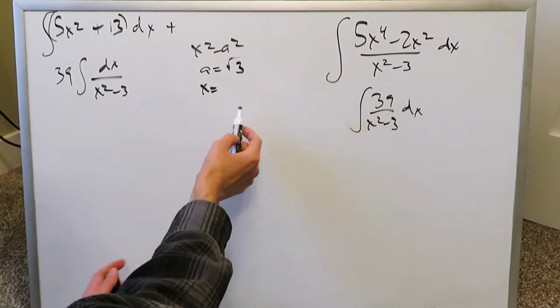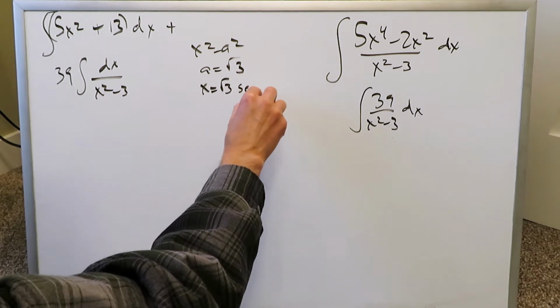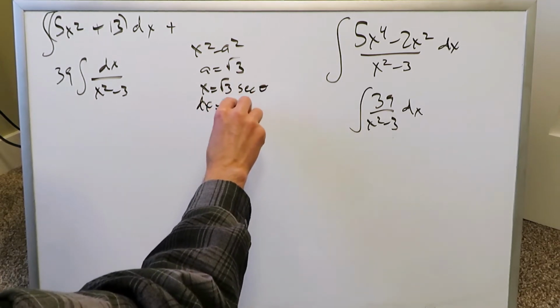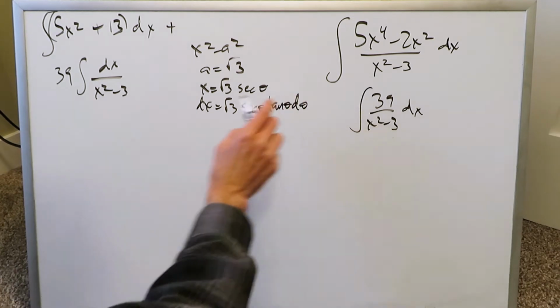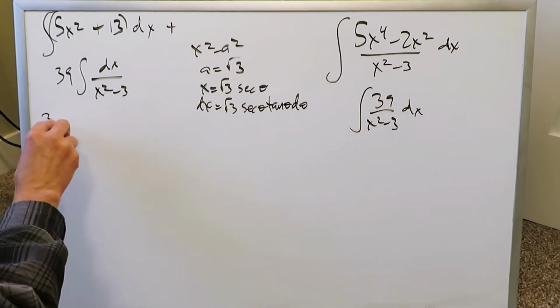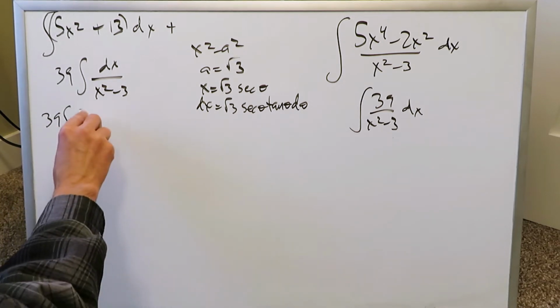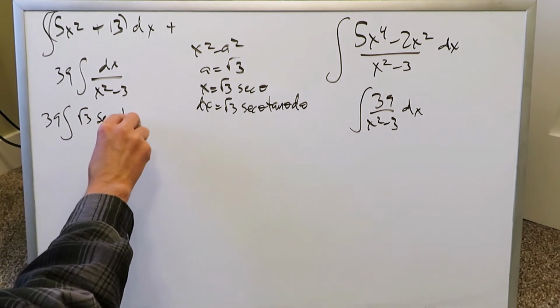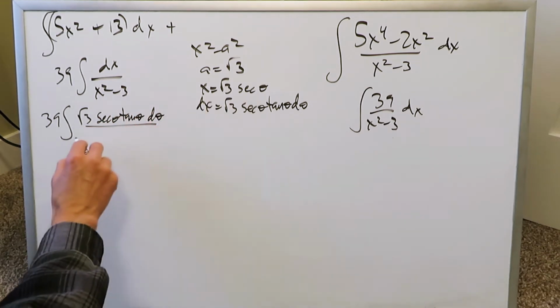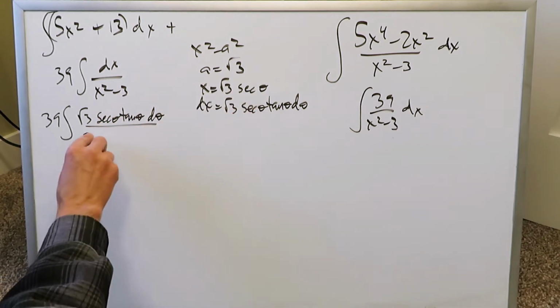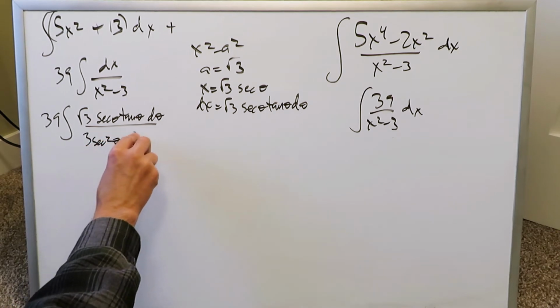x is going to be what? It's going to be root 3 secant theta. dx is going to be root 3 secant theta tan theta d theta. All of that has to come right here into this place. 39 dx is root 3 secant theta tan theta d theta, and here you're going to have x squared, which is all of this squared, which will be 3 secant squared theta minus 3.